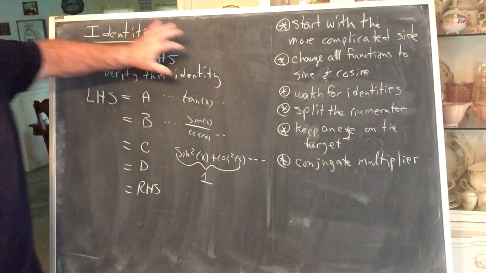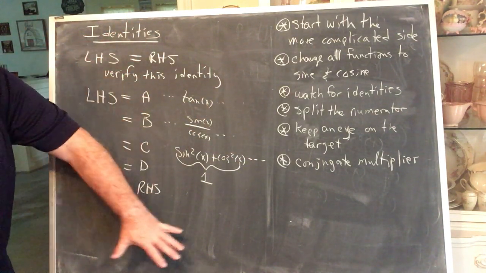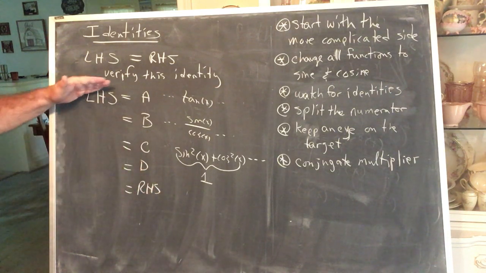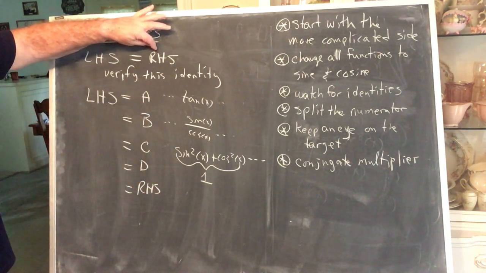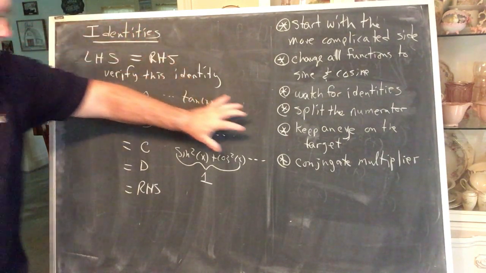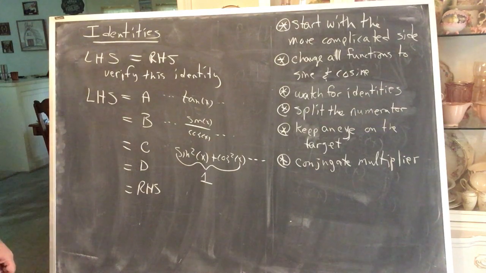Keep an eye on what you're aiming for. You want to manipulate this, but you don't want this thing to just grow and grow and grow and go out of control. You want to funnel this down so that it equals the target you're trying to hit in the first place. So keep an eye on the target. Make sure you keep in mind what it is you're looking for.